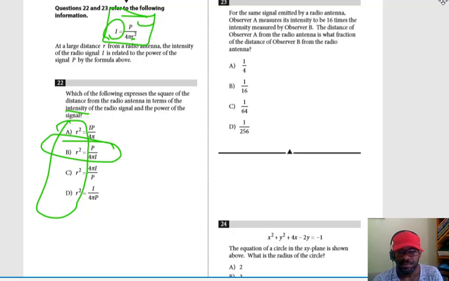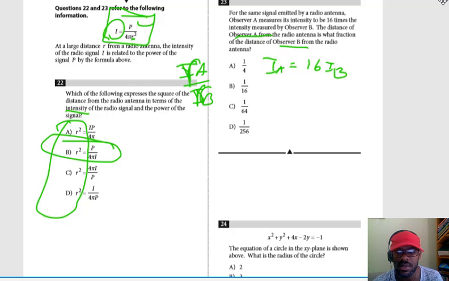Okay, 23. For the same signal emitted by a radio antenna, we have two observers. Observer A measured the intensity to be 16 times the intensity measured by observer B. So the intensity of observer A is 16 times the intensity of observer B. Observer A is what fraction of the distance of observer B from the radio antenna? I'm asked to find R_A over R_B.